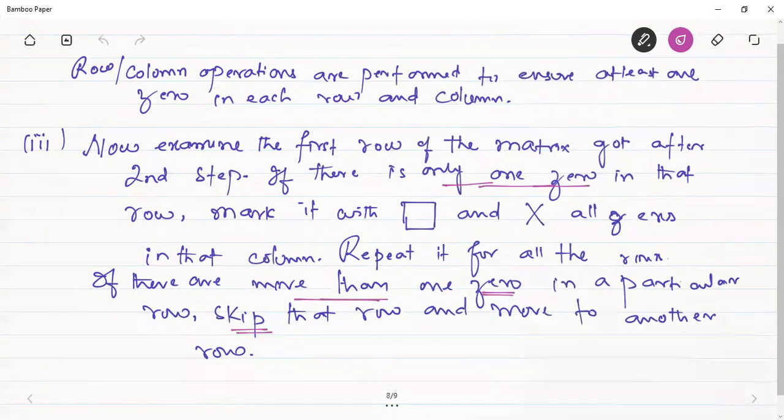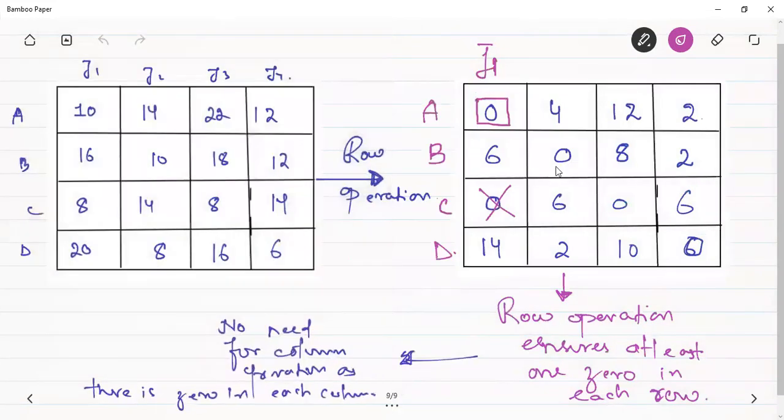Let us see what is the condition in the row number second. In the row number second, there is only one zero. Okay, there is only one zero. Therefore, this will be assigned and cross all these. Okay, we have to make a cross on all the other zeros present in that column. Now coming on to the next column, यहाँ पे कोई zero नहीं है इस column में, so कोई cross mark करने की जरूरत नहीं है.